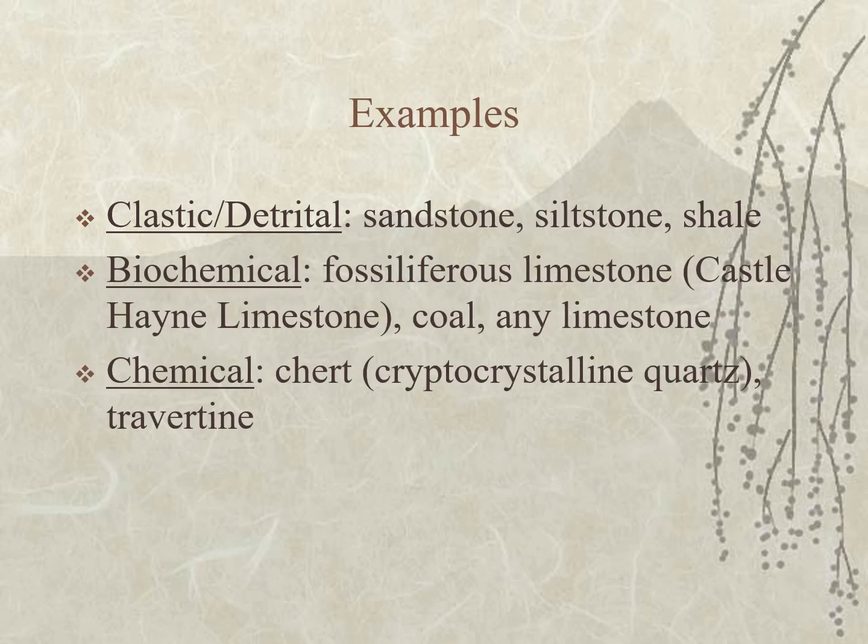Examples of clastic detrital rocks: sandstone, siltstone, shale, also breccia and conglomerate. Examples of biochemical sedimentary rocks: limestones, any limestone, but fossiliferous limestone is the most fun, but also coal. Coal is a biochemical sedimentary rock formed from plants. And then for chemical sedimentary rocks, chert and travertine. But I'll tell you now that I will not ask you to know an example for the chemical sedimentary rock on your exam.